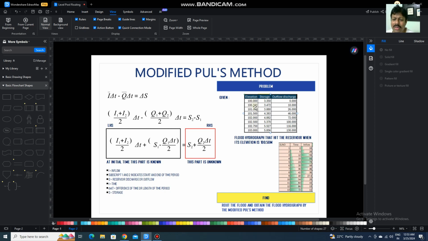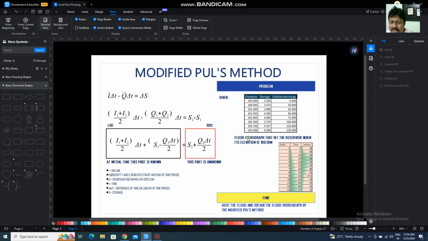When the elevation is 100.5, 3.472 megameter cube is the storage, and we are releasing 10 cubic meters per second of water from the reservoir when the elevation is 100.5. So these data will be given to you when you are trying to do a problem on the modified pulse method or any other routing method, reservoir routing or channel routing.